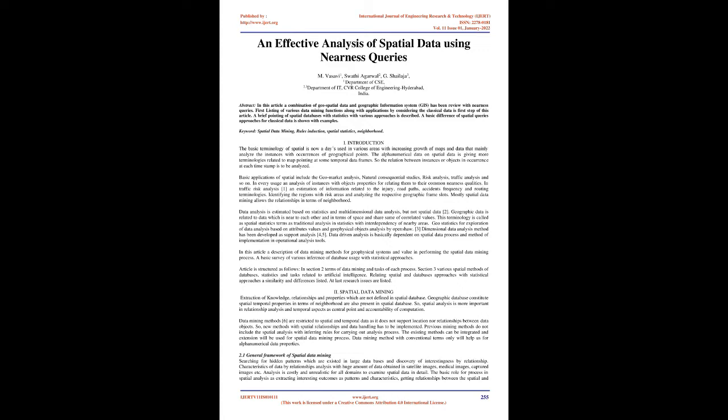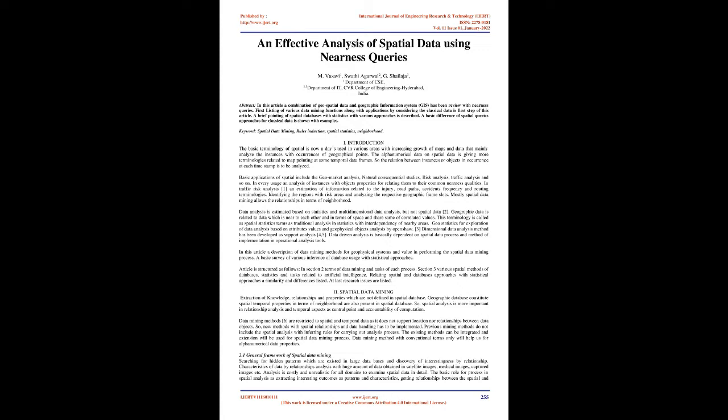First, a listing of various data mining functions along with applications, considering the classical data, is the first step of this article. A brief pointing of spatial databases with statistics with various approaches is described. A basic difference of spatial query approaches for classical data is shown with examples. Keywords: spatial data mining, rules induction, spatial statistics, neighborhood.